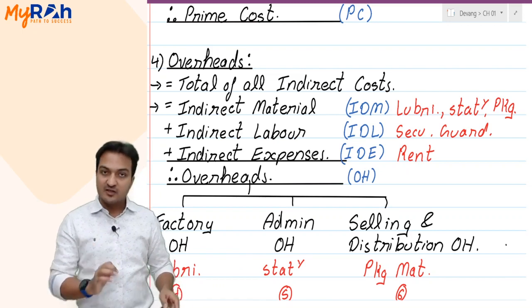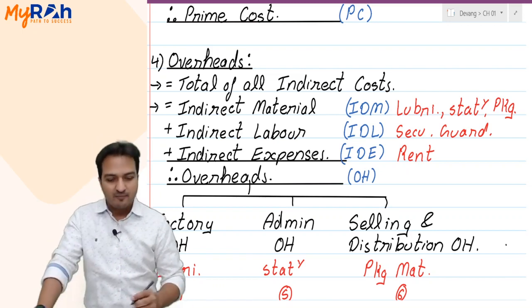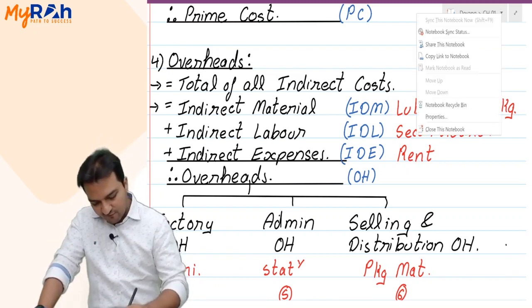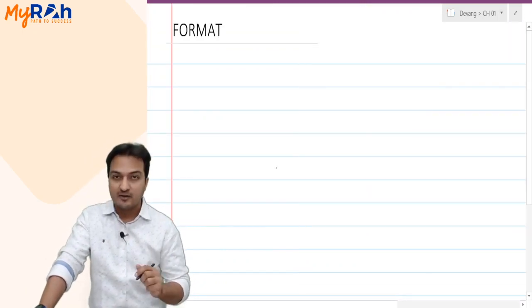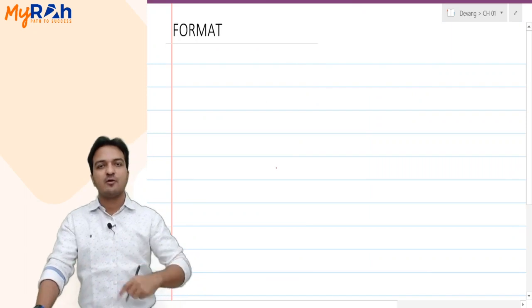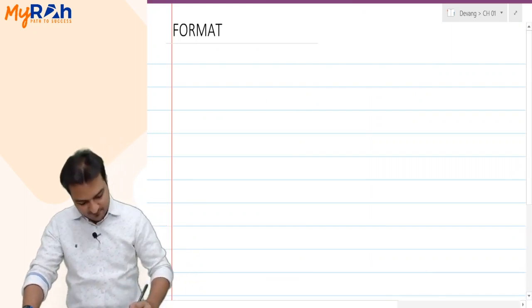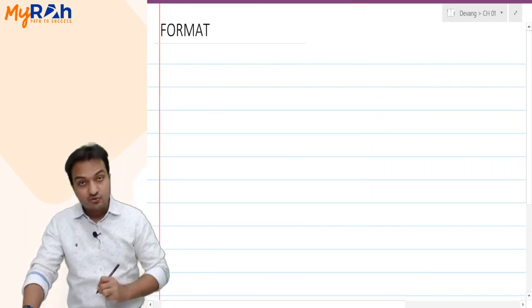This is where I will now start first with the format of cost sheet. I'll give you a format of cost sheet. I need you to copy that down as just a blank format. Then based on that, I'll explain the formats and we'll start solving some questions. So first, the format I need you to just copy.